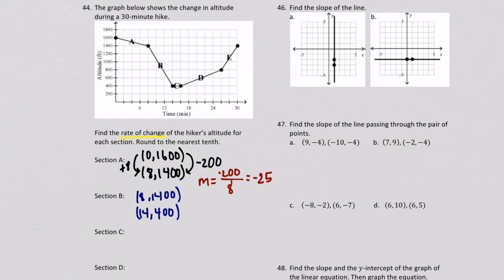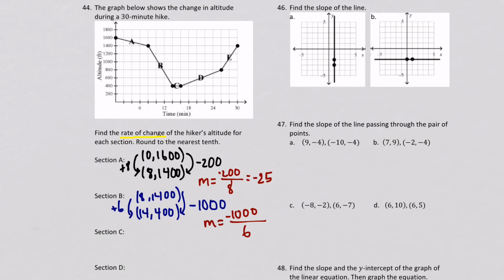All right, and once again, I'm going to find the rate of change by just looking at how the x's are changing and how the y values are changing. Okay, so let's see. From 8 to 14, it looks like it increased by 6. From 1400 down to 400, it looks like it decreased by 1,000. So your slope is going to be negative 1,000 divided by 6. Always change in y divided by change in x.